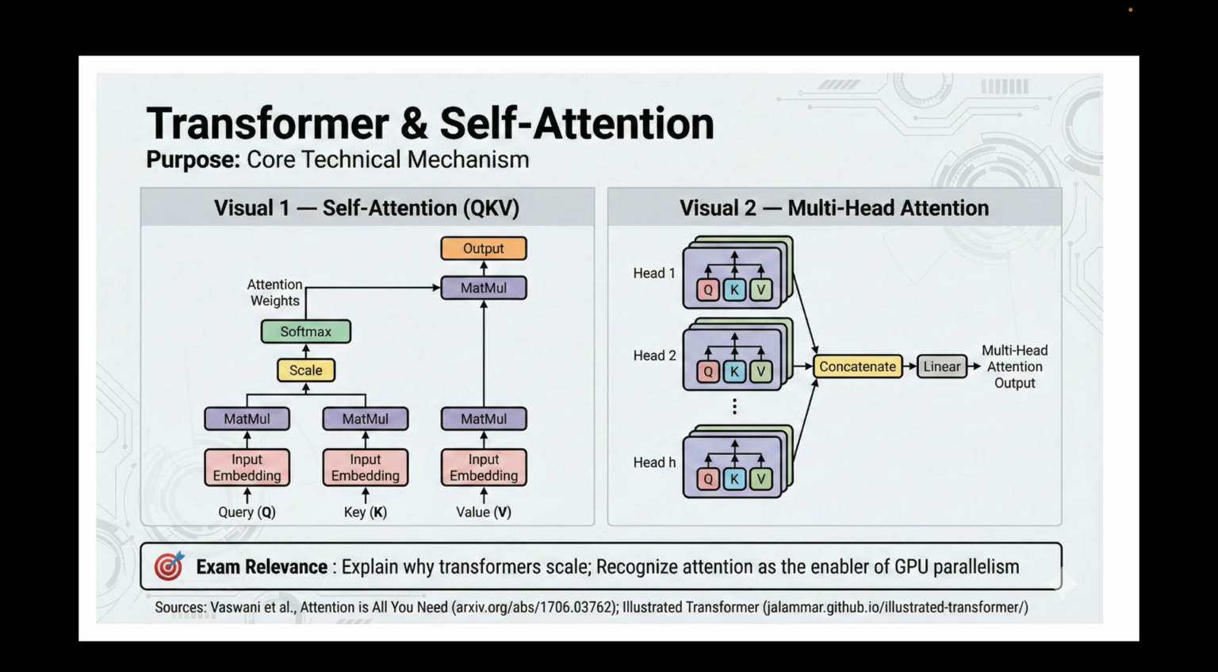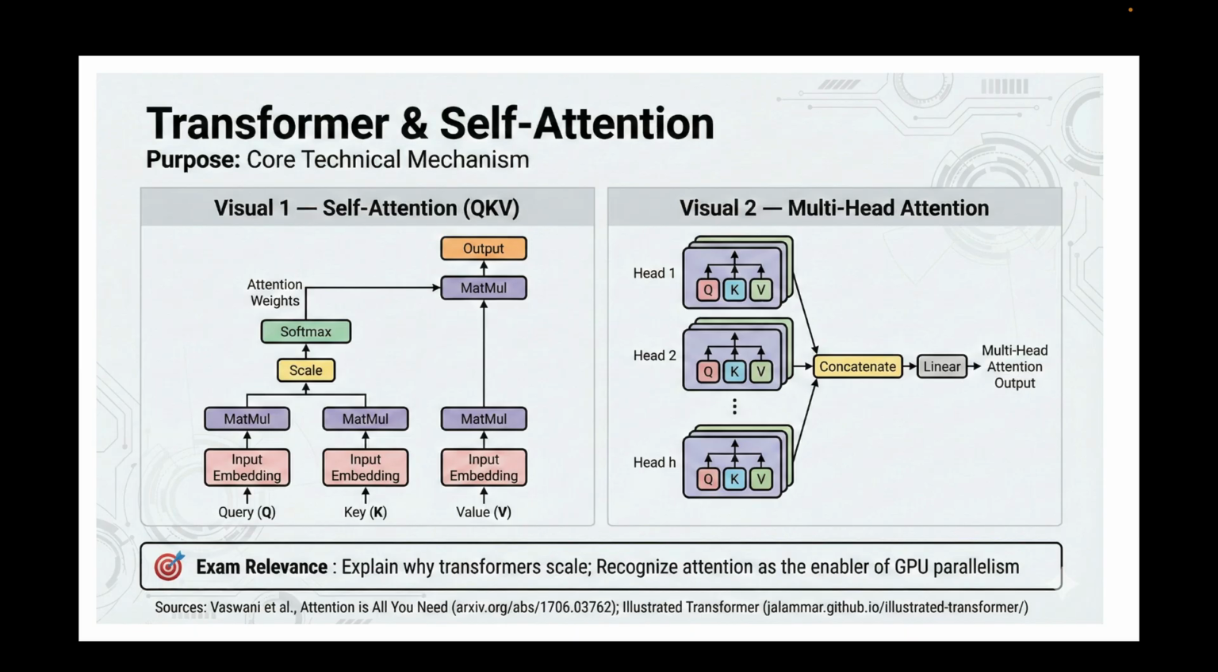Shown in Visual 1, it uses three matrices: query, key, and value. Think of it like a filing system. The query is what a token is currently looking for. The keys are the labels on the folders. The values are the actual information inside the folders. The model calculates a score by matching queries to keys to determine how much attention to pay to the corresponding values.